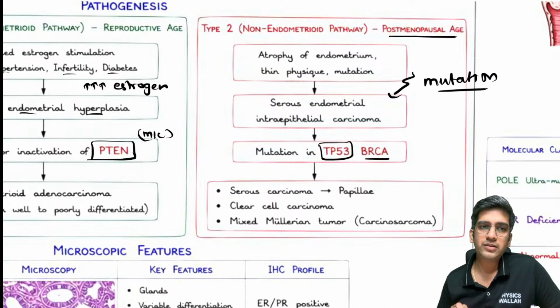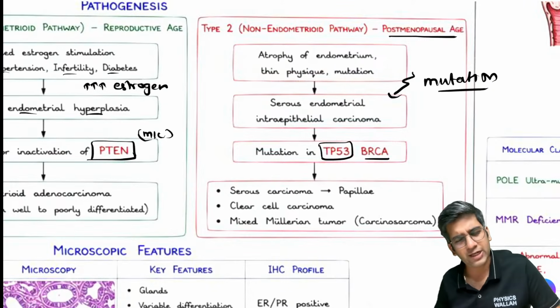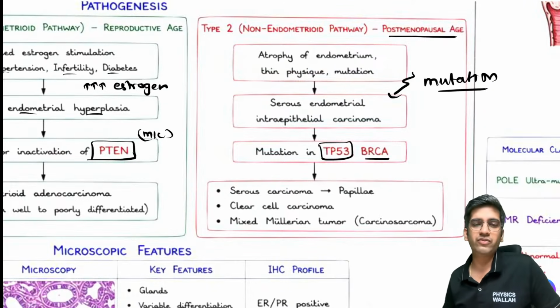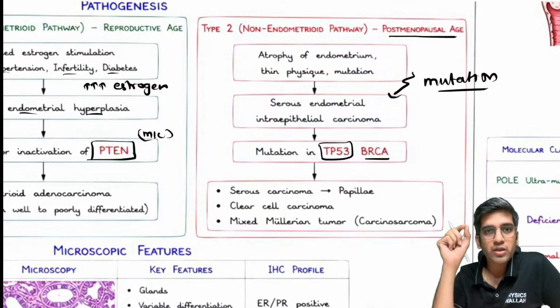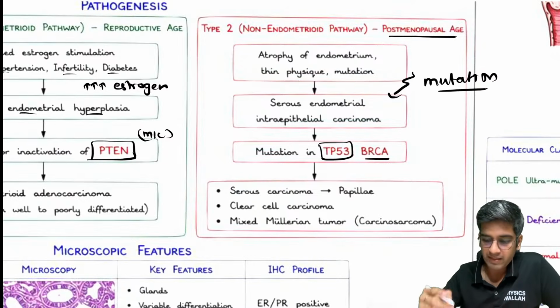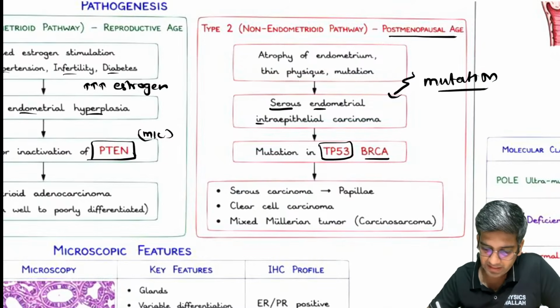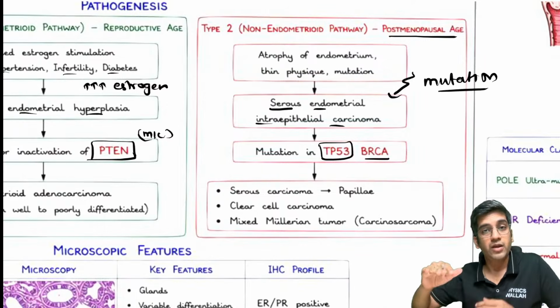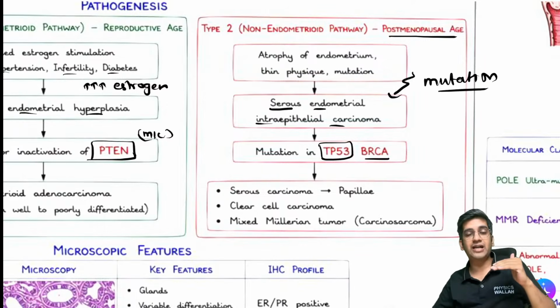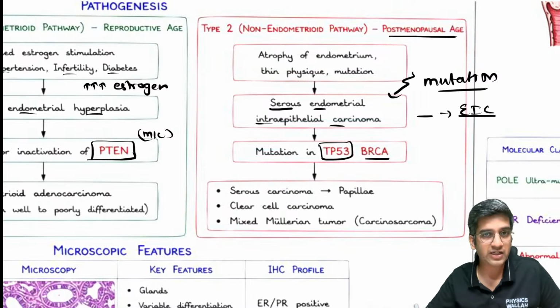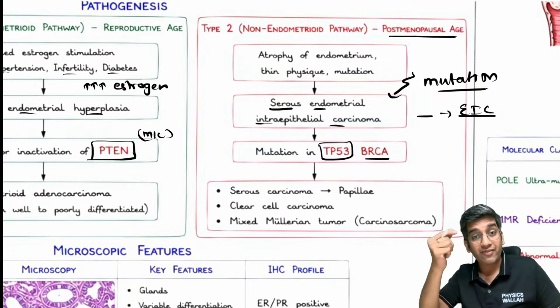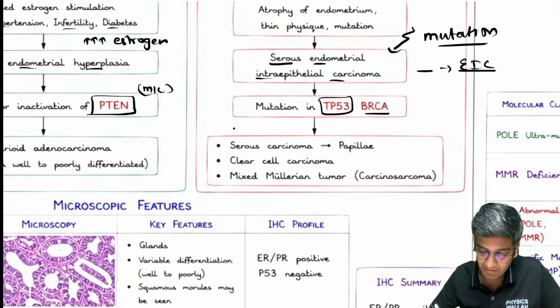Nulliparity, see, nulliparity might be more in favor of your breast cancers. Yes, endometrial cancer also to some extent, but not very often, right? But yes, that also will cause hyperestrogenism. Fine. So when you have TP53 mutation, a normal atrophic endometrium becomes something called serous endometrial intraepithelial carcinoma. That's the first step. Instead of having endometrial hyperplasia and carcinoma, here from normal becomes an endometrial intraepithelial neoplasm or carcinoma, that is serous type, and then with more mutation, it becomes malignancies.